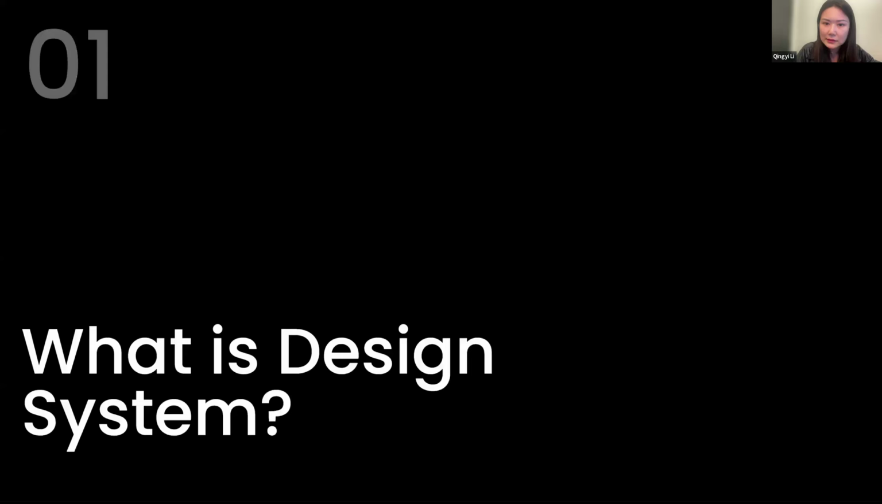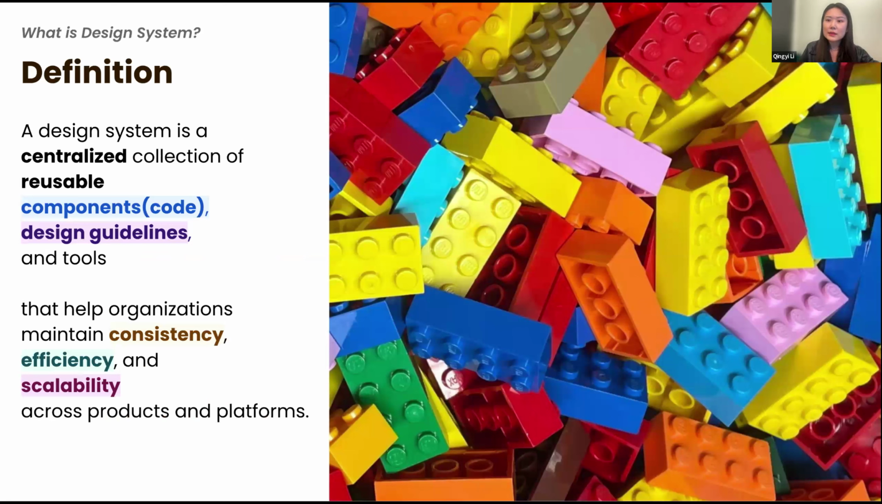Then let's start. So what exactly is a design system? A design system is a centralized collection of reusable components, design guidelines, and tools. This is designed to help organizations create products with consistency, efficiency, and scalability across various products and platforms.